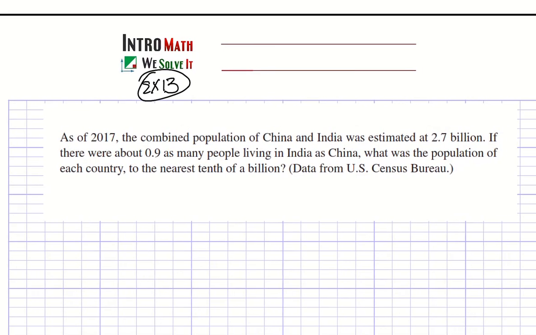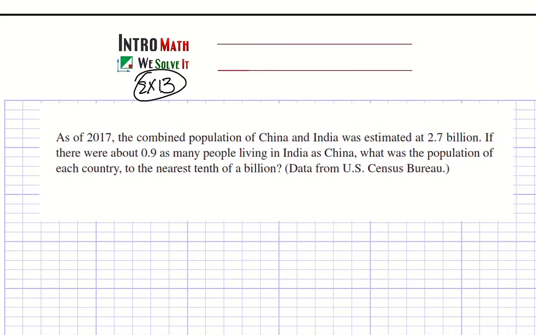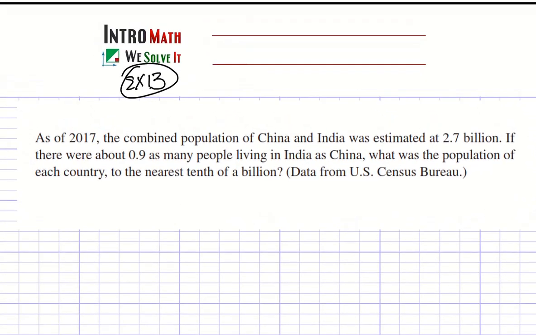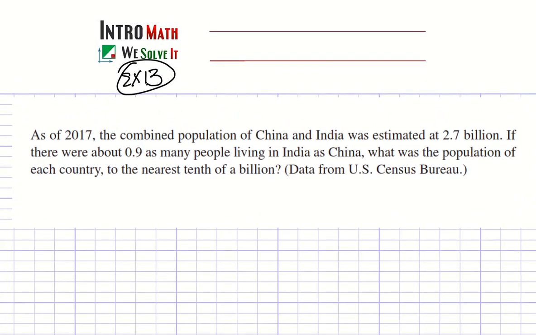Example 13 says, let's see, I can make this a little bigger. That way you can see it in the video. As of 2017, the combined population of China and India was estimated to be 2.7 billion. If there were about 0.9 as many people living in India as in China, what was the population of each country to the nearest tenth of a billion?